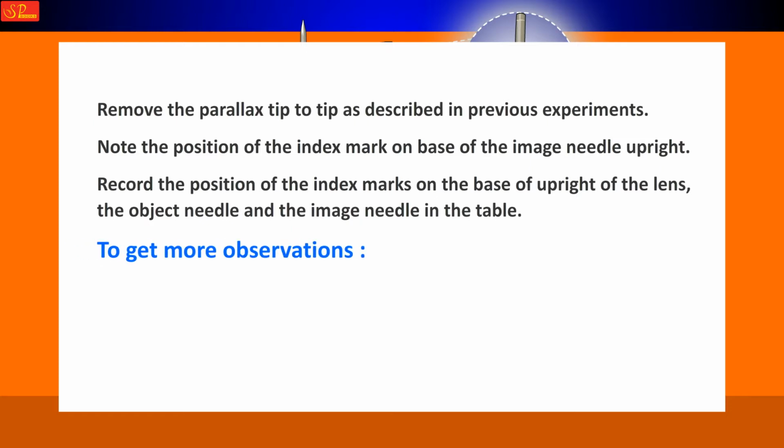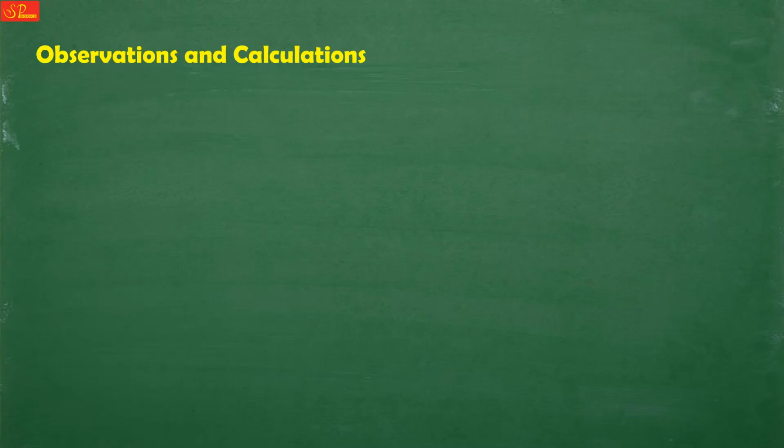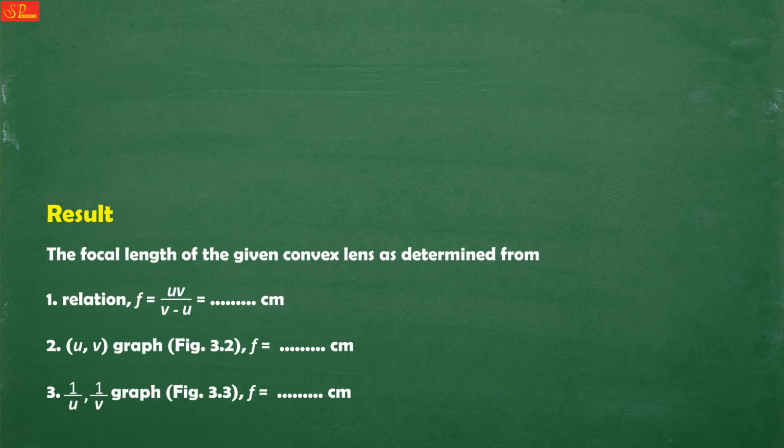To get more observations, move the object needle upright towards the lens in steps of 1 cm to get a different object and image distance, or move the object needle upright away from the lens in steps of 1 cm. Repeat the experiment. Record all the observations and calculations. Record all the observations in the following table and calculate the values. Result.